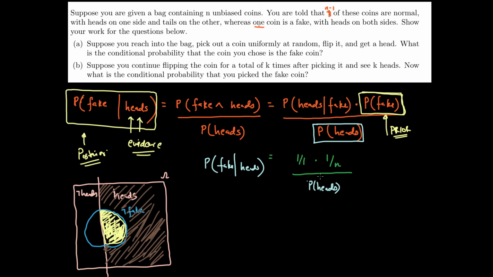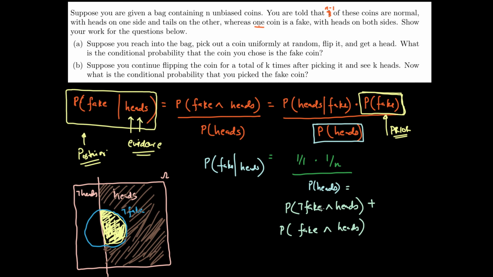So the probability of heads here is nothing but equal to the yellow piece, and the yellow piece over here is the probability of not fake and heads, plus the piece in brown, and the piece in brown is the probability of fake and heads, because everything outside the blue circle is fake.